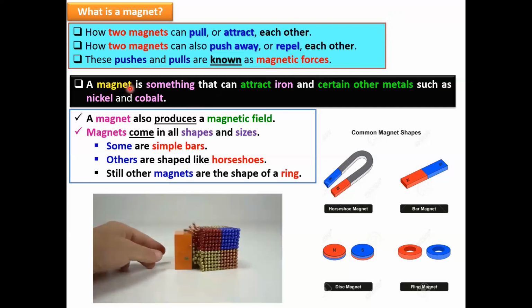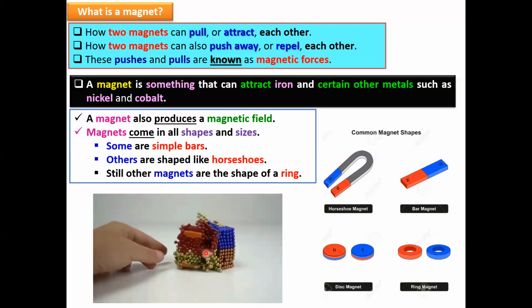So we will define what a magnet is. A magnet is something like metal that can attract iron and certain other metals such as nickel and cobalt. There is attraction between these metals and the magnet. This magnet also produces a magnetic field. Yeah, there is a magnetic field between these two magnets.